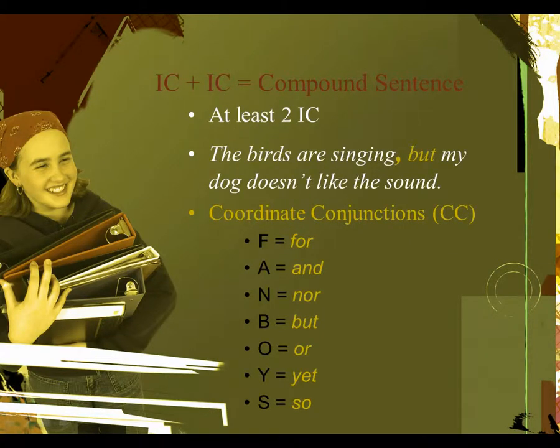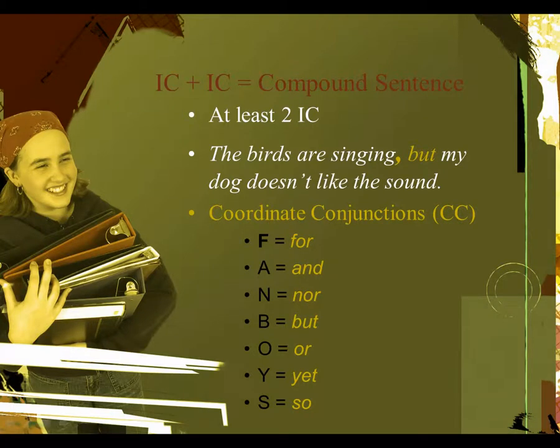Compound sentences have at least 2 independent clauses. They may have several independent clauses joined together, much the same way a noun series is joined, with commas after the clause and a coordinate conjunction before the last clause. An example of a compound sentence is, the birds are singing, but my dog doesn't like the sound.